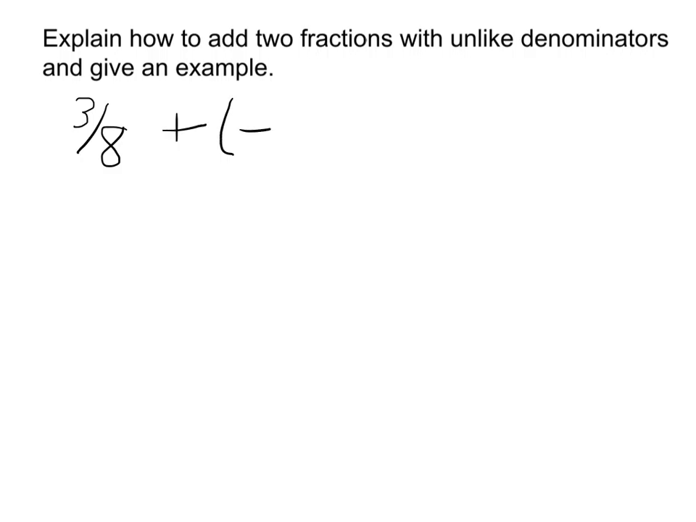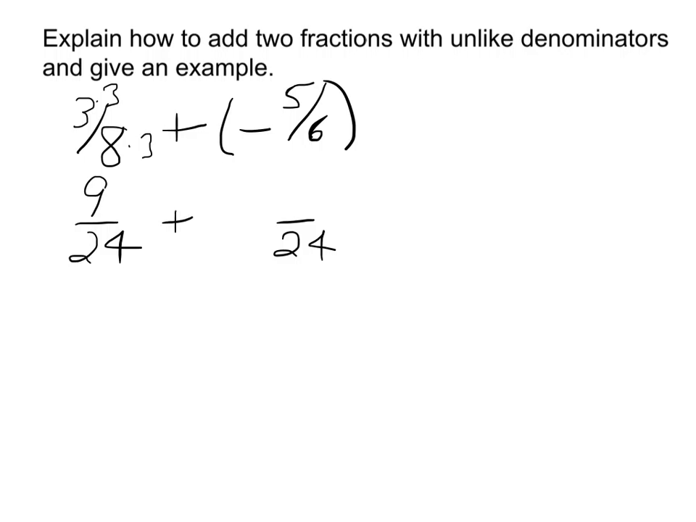plus a negative 5/6, we'd have to find a common denominator, and a nice one to use with 8 and 6 is a denominator of 24. So we're going to rewrite our fractions with denominators of 24. So 3/8, we're going to multiply the numerator and denominator by 3. We get 9/24. And we're going to multiply the numerator and denominator of our other fraction by 4. So we get negative 20/24.